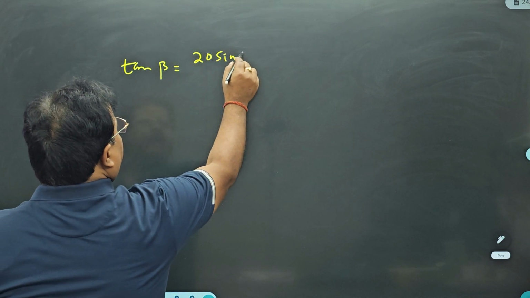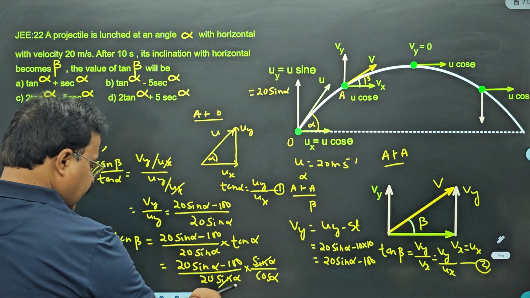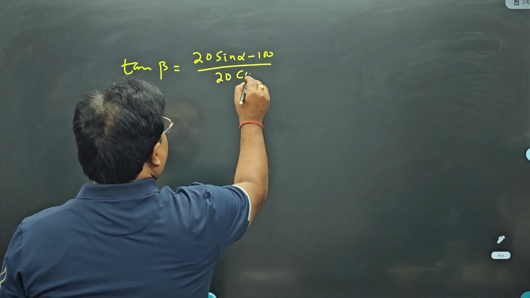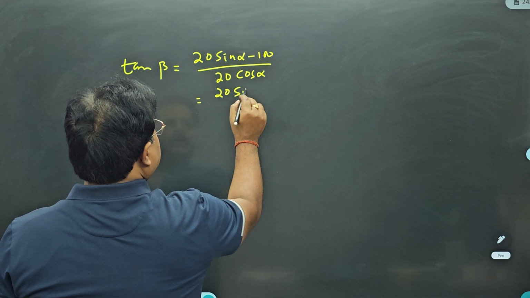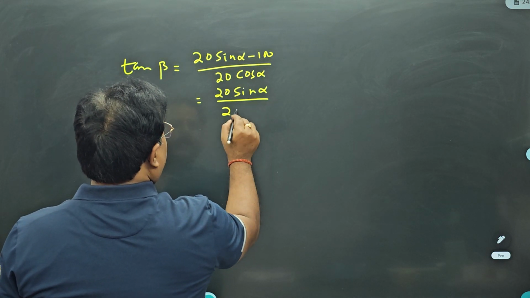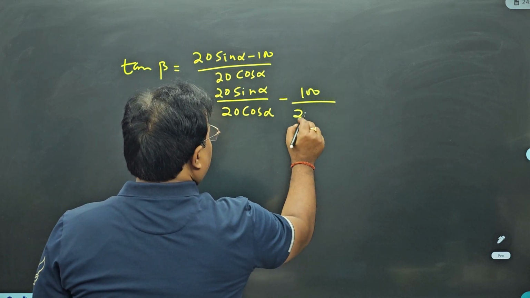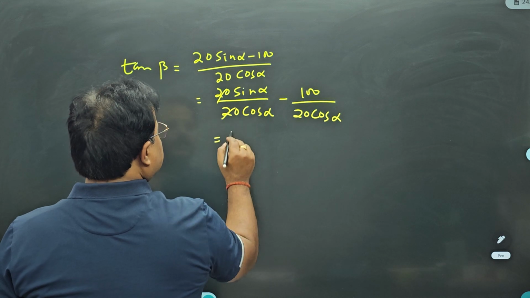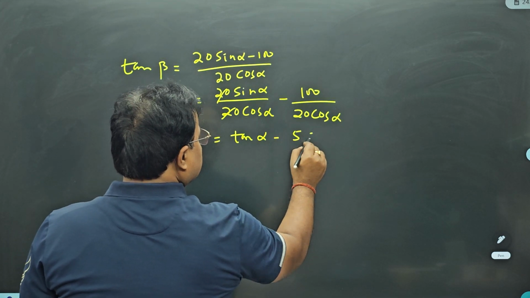20 sin alpha minus 100 divided by 20 cos alpha. This is equal to 20 sin alpha by 20 cos alpha minus 100 by 20 cos alpha. The 20 is cancelled. This is equal to 10 tan alpha minus 5 sec alpha.